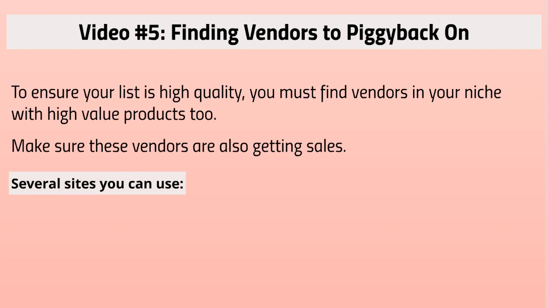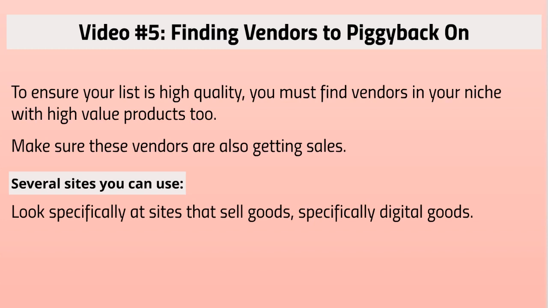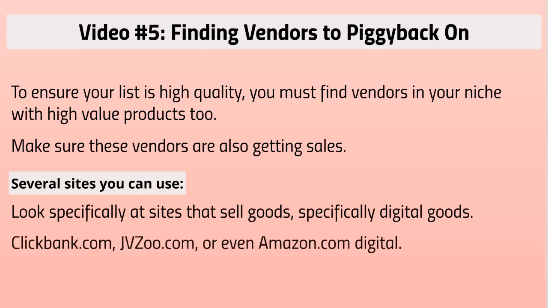There are several sites that you can use to find these vendors. Keeping that in mind, you want to look specifically at sites that sell digital goods, if you are selling a digital book, a digital video course, or something digital or intangible. You could technically look at sites like Amazon.com, but most of those are selling through Amazon and are physical goods. That doesn't mean that you can't convert your product into some sort of physical good. You could approach it that way as well. But you could use Amazon.com digital, like Kindle.